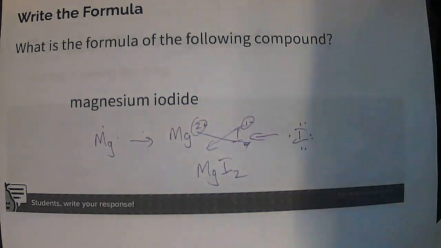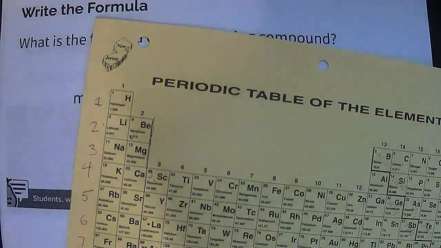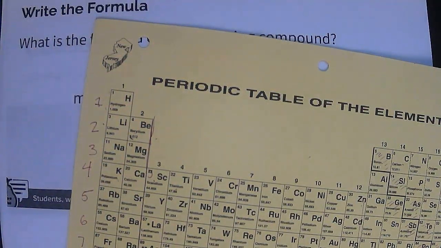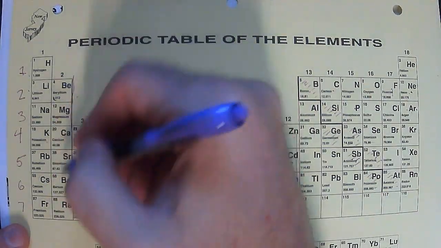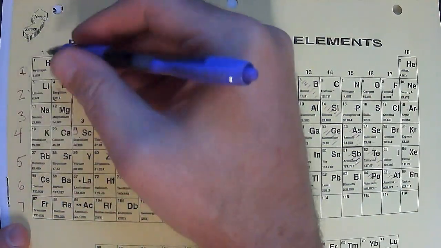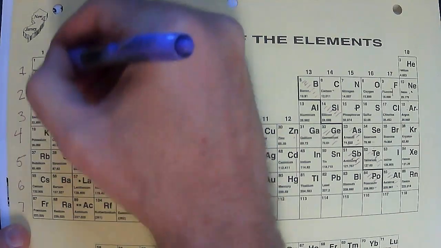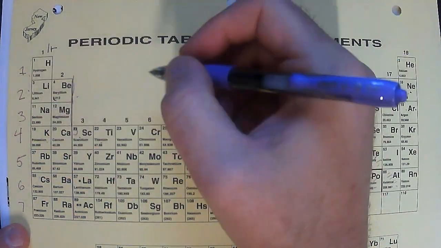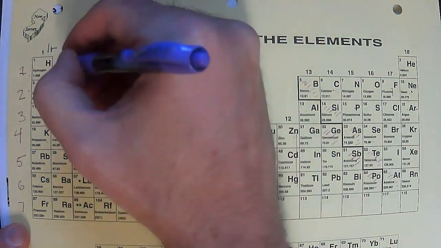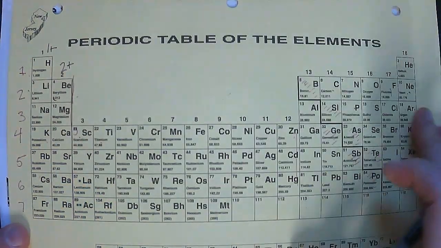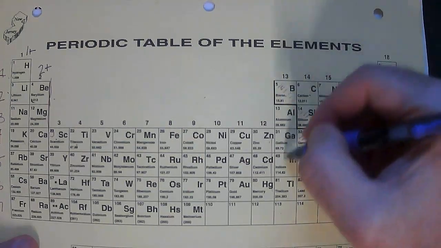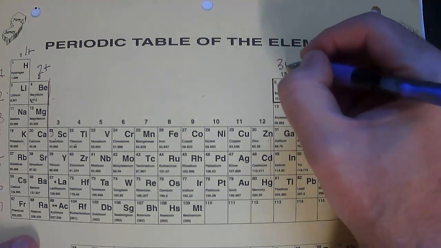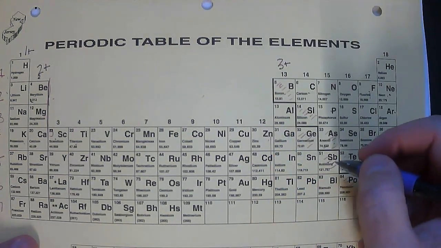Okay, you may even want to break out the periodic table and write the charges on the main group. These all have 1 valence electron, so this is going to be a 1 plus. These have 2 valence electrons, so that's going to be a 2 plus. All of these have 3 valence electrons, so this is going to be a 3 plus.